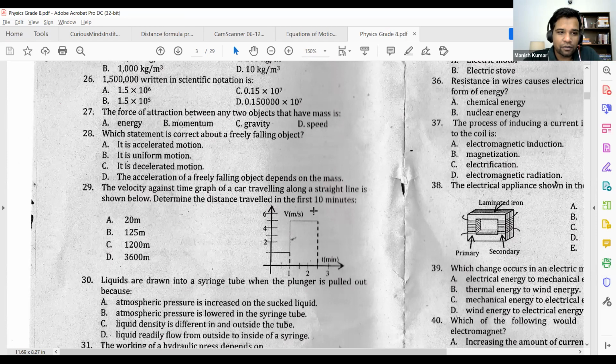What is the velocity after? Because you have to find out the distance, right? For the first 10 minutes. So you should at least know the velocity for the first 10 minutes. So what happens after 2.5 minutes? What is the velocity after 2.5 minutes?